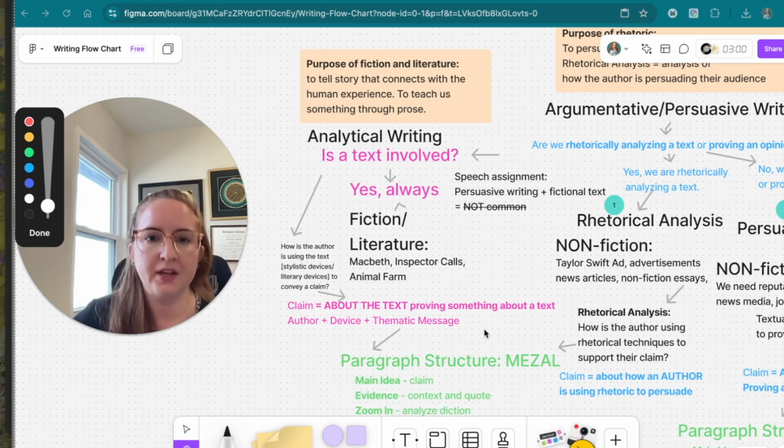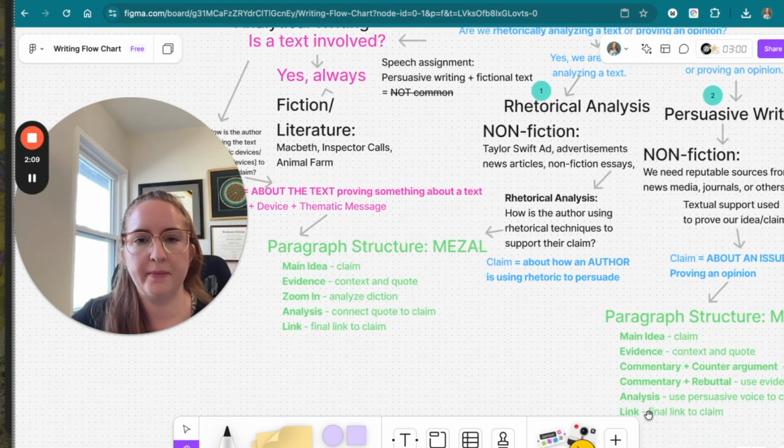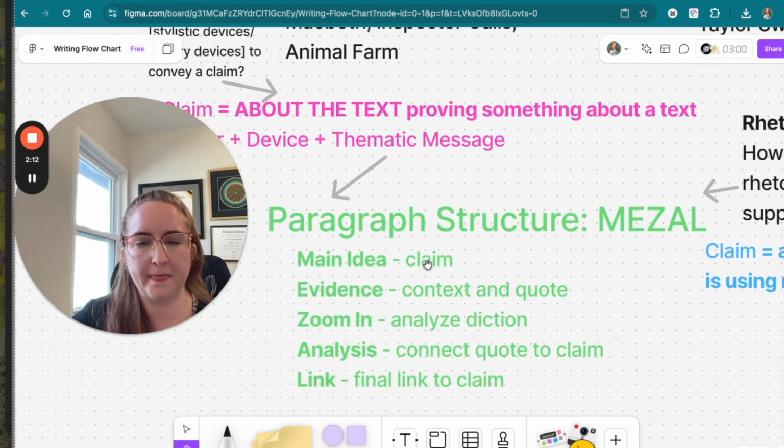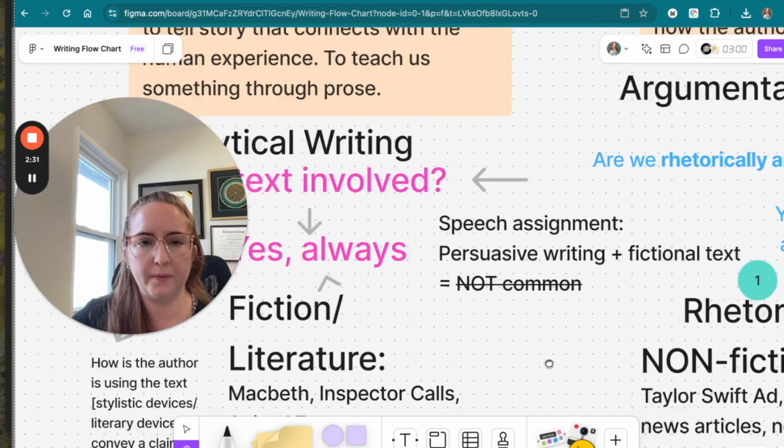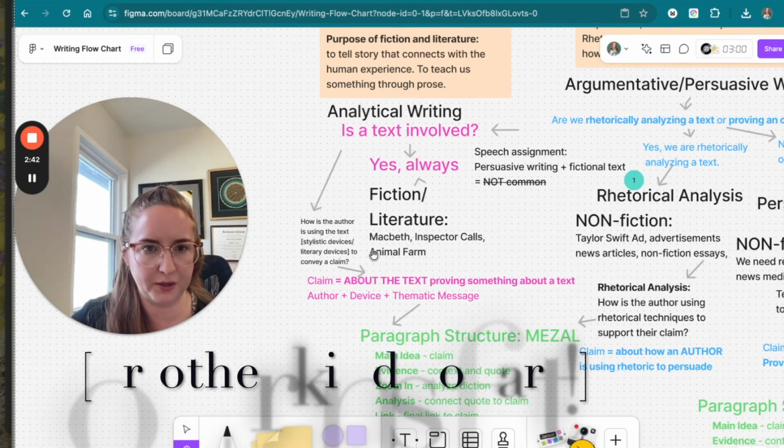That's just an example. Then, in this type of writing, you are going to use the paragraph structure MEASLE. So you can use your claim, evidence, context, and quote, zoom in, analyze diction, analysis, connect quote to claim, and then your link. This is my very, very handy dandy structure that I highly recommend. So that is the basic flow of analytical writing. It's always going to be about fiction or literature.